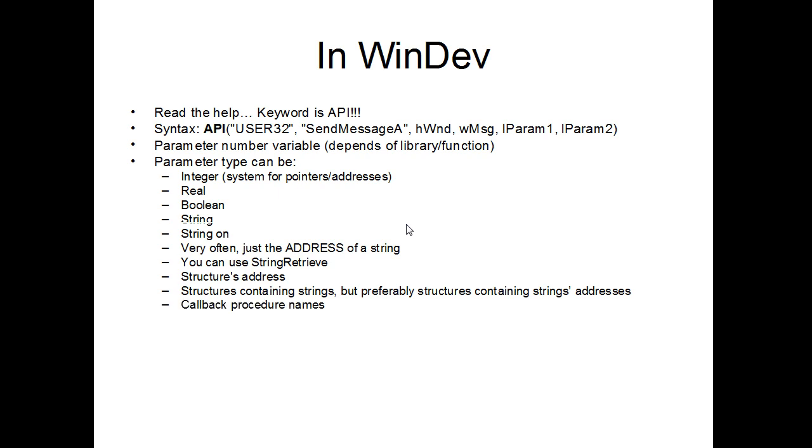And of course you can also have callback procedure names. What is that? Well, that is the name of a WinDev procedure that you send as a parameter to the API function, in order for this API function to be able to call your own procedure when something happens. So that's something that is extremely powerful, of course, and that you can do with this syntax.